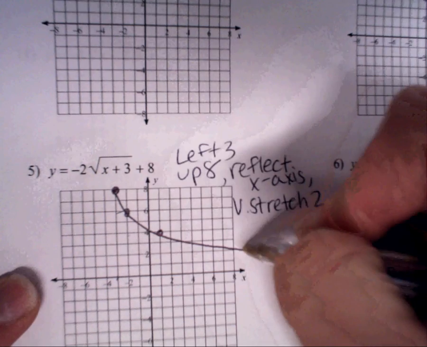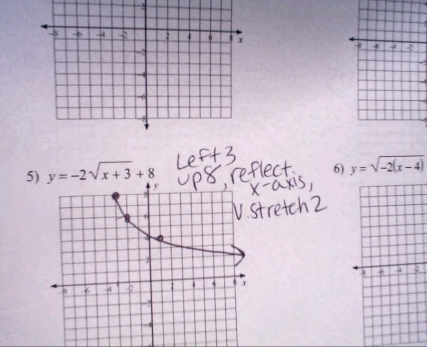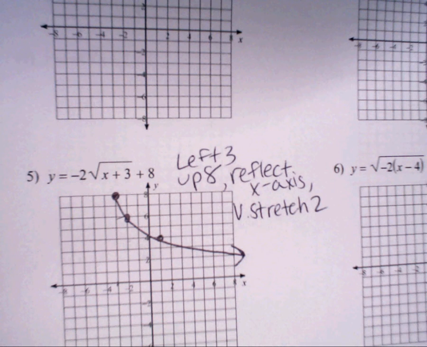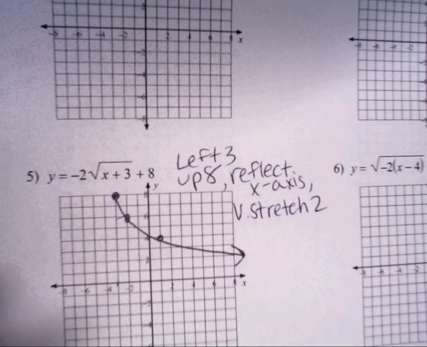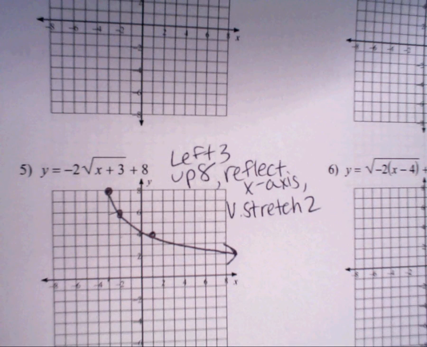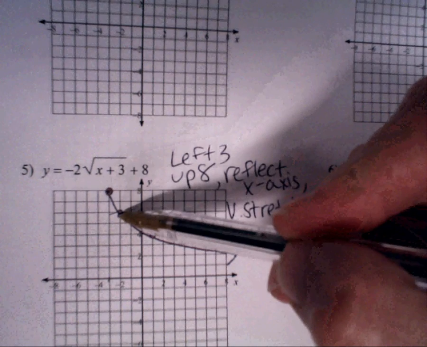So notice that the 1, 3, 5 pattern does not change because that only is affecting the horizontal here. But right now, there is no horizontal stretch or compress. So, which is why I go down 2 over 1, down 2 over 3, down 2 over 5, but I don't need to do that many.